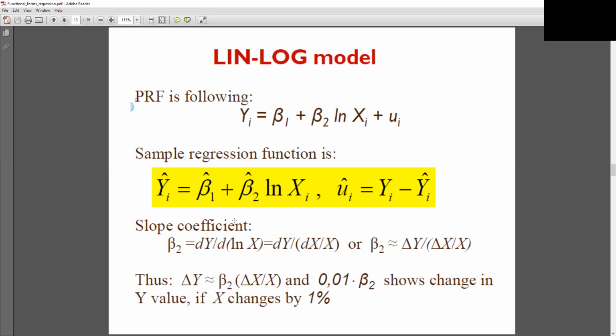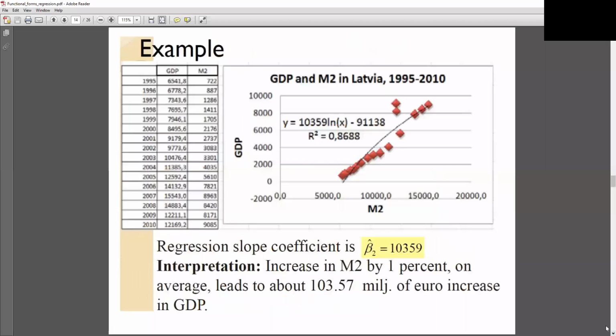In the case of log-LIN, it was different. In the case of LIN-LOG, it is different. So just a minute. Okay, welcome back. So here, the interpretation is different in the case of LIN-LOG. If X is changed by 1%, then Y changes by 0.01 times the slope coefficient, or the slope coefficient divided by 100. So this is what your LIN-LOG model is.